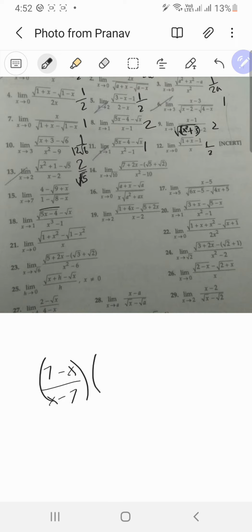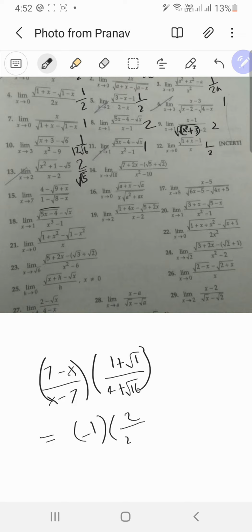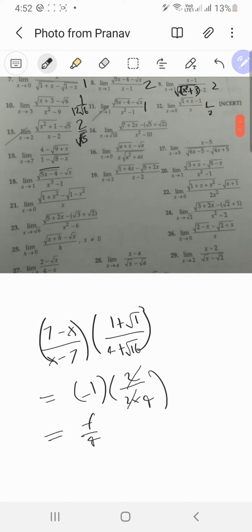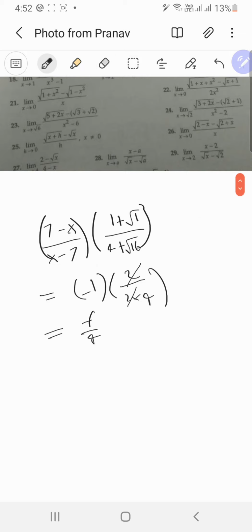And then 1 plus square root 1 upon 4 plus square root of 16. Yeah, so this should be minus 1 into 2 upon, so this is going to be, what I'm talking about is 2 into 4, so yeah, this should be negative 1 by 4. Next, oh, we left this one. No, we did this one, and it was a really bad answer, so that's why we didn't write it.